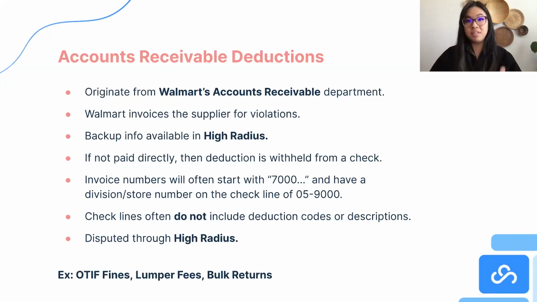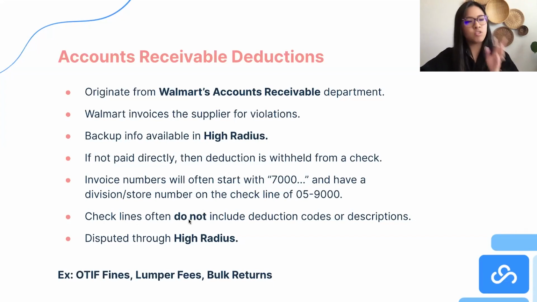So you may see the deduction show up in APIS, but you'll know that it's an AR deduction because invoice numbers will often start with a 7,000 and they'll have a division or store number on the check line of 059,000. That's how you know it's technically an AR deduction: Walmart invoiced you, you didn't pay it, and now they've taken it off of a check. Another key clue that it's an AR deduction is that the check lines do not include deduction codes or descriptions.